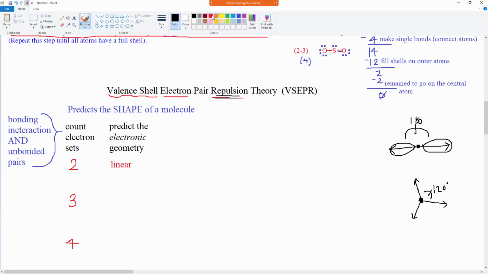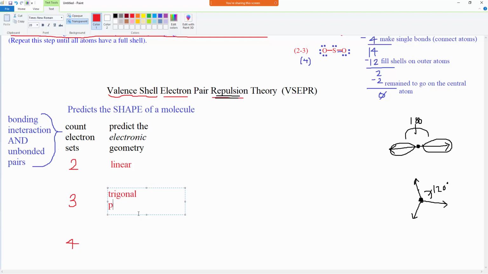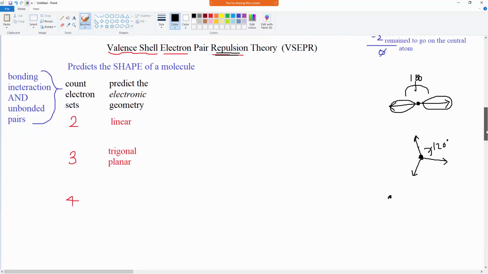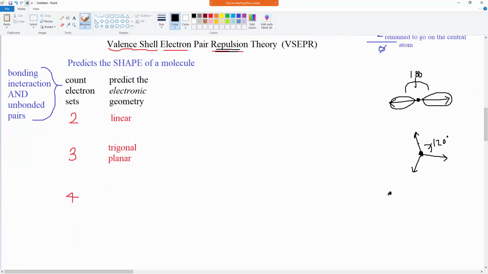And we call this shape trigonal planar, because it is like a triangle, but it's also flat, okay? And then if I have 4 electron sets, and they want to be as far apart from one another as possible, here's where it gets tricky. In order to correctly model this, I actually have to do it in 3 dimensions.